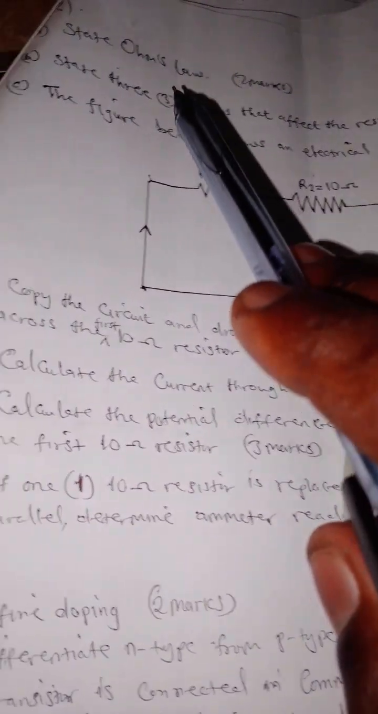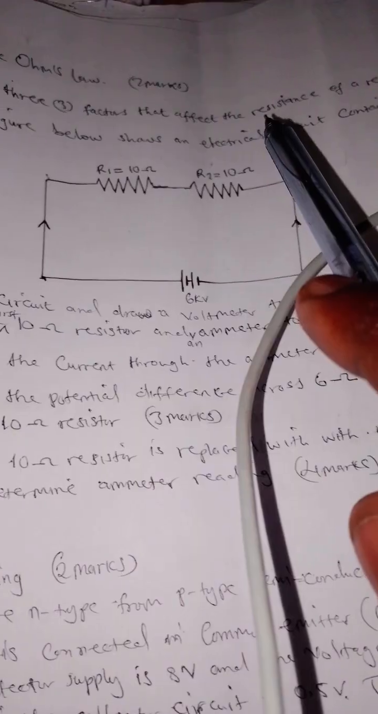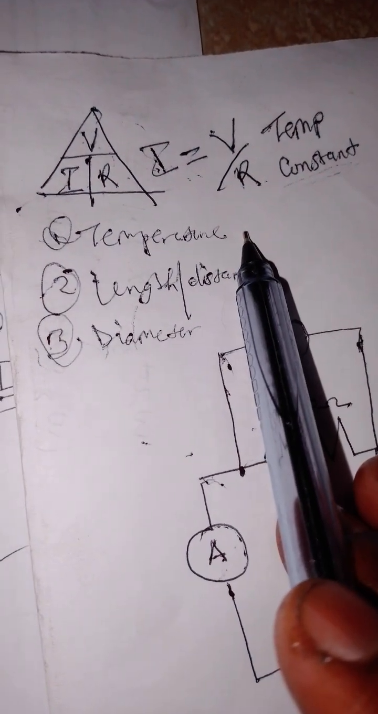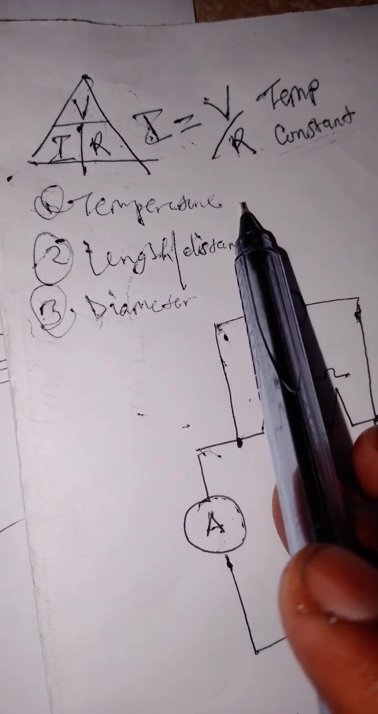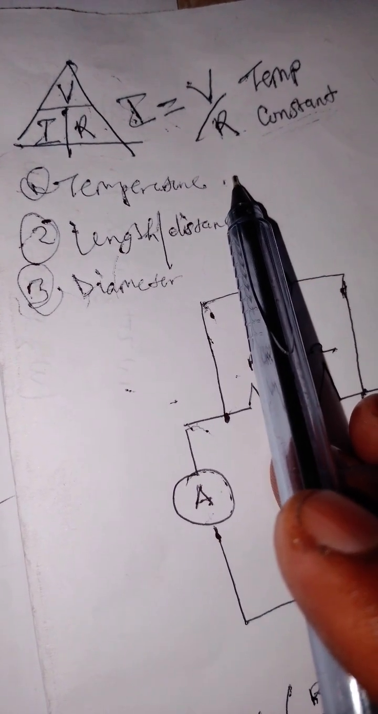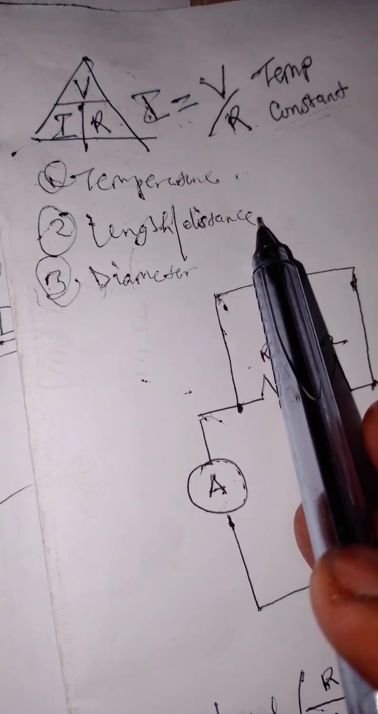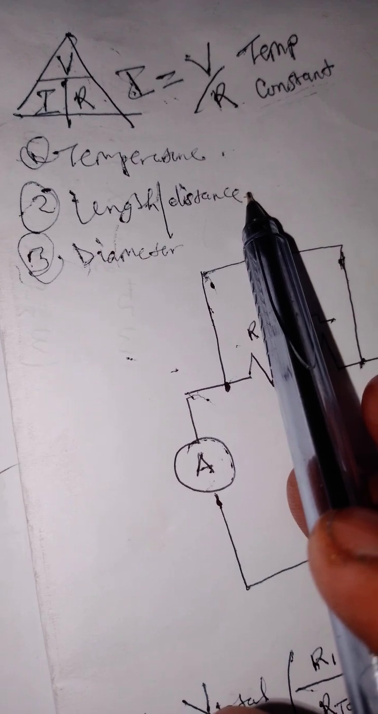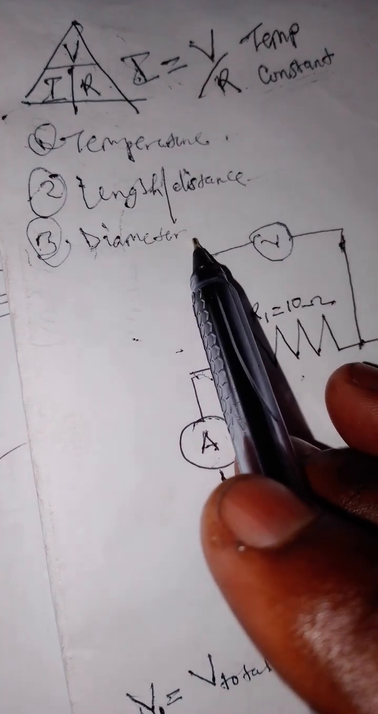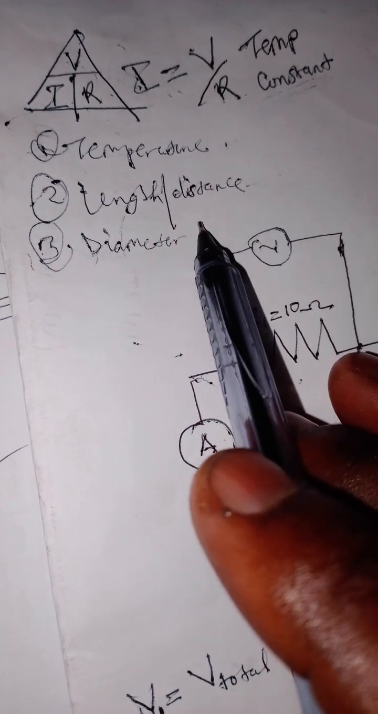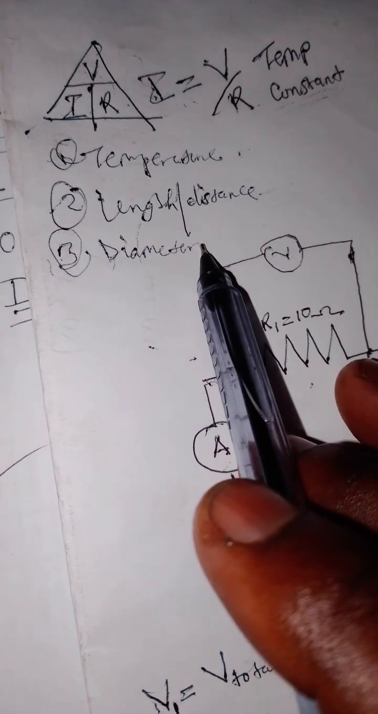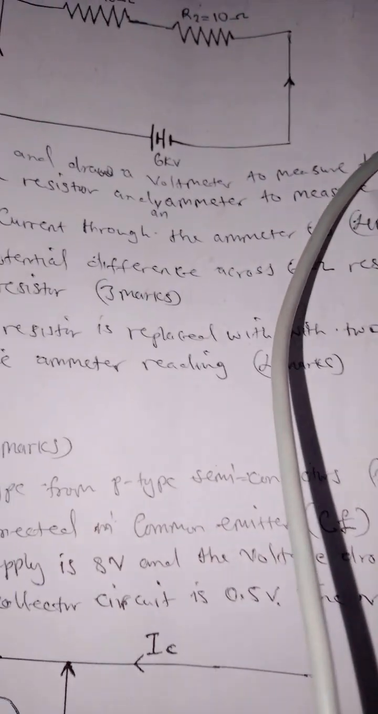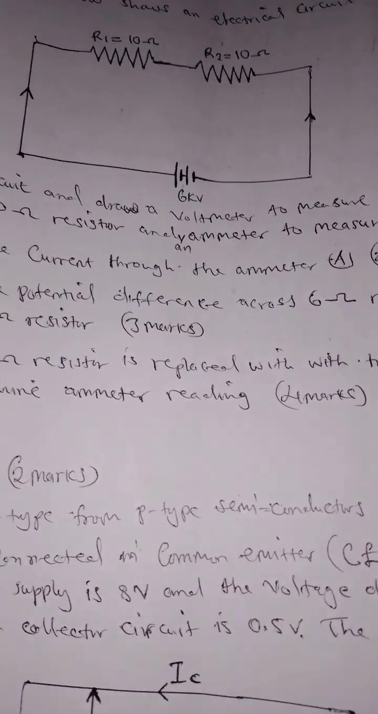So what are the factors? The second question says, what are the factors affecting the resistance of the resistor? The temperature. The higher the temperature, the higher the resistance. The longer the resistor, the higher the resistance. The larger the resistor, the higher the resistance. Also the ammeter is another factor. And then we have this diagram. I'm sure you're having the questions.